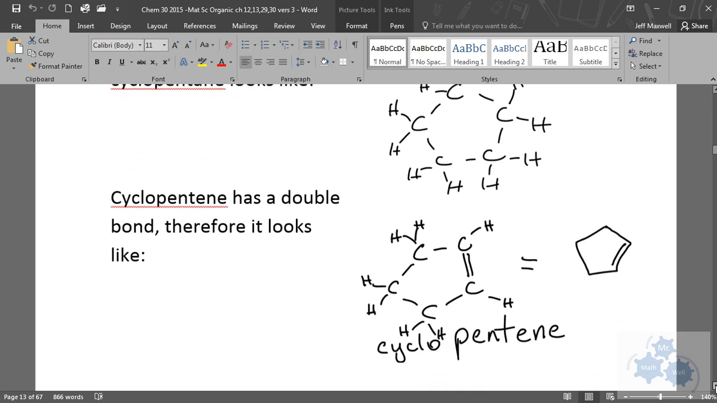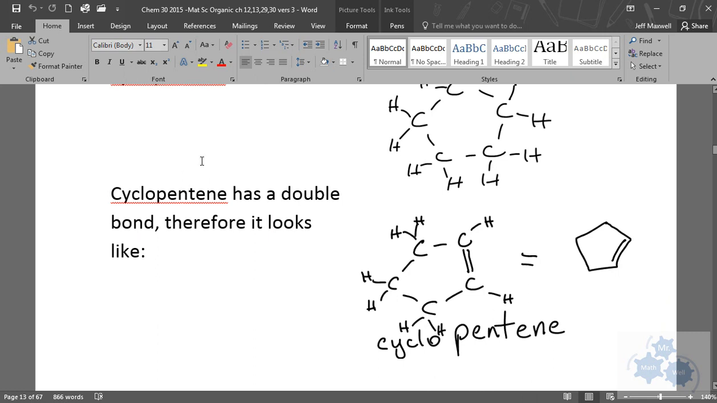Cyclopentene has a double bond. No, this is not the shampoo. That's Pantene Pro V. That's different. Cyclopentene looks like this. And if you don't draw the hydrogens, which you can kind of get away with, you're going to draw a whole bunch of these. And so this is what it looks like without the carbons and the hydrogens actually written out in there. And this is acceptable as well, as long as you understand what's going on. So between these two carbons, we have a double bond, cyclopentene.